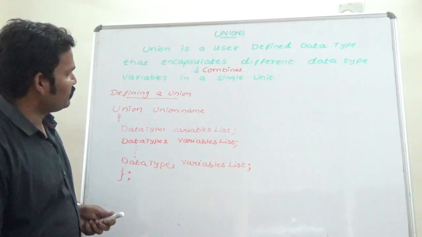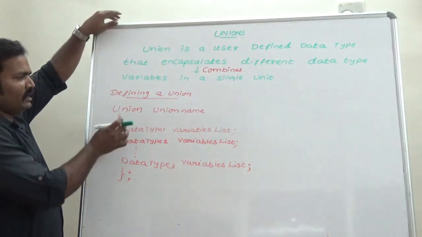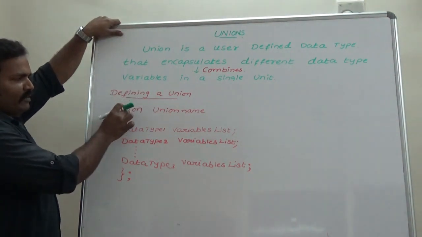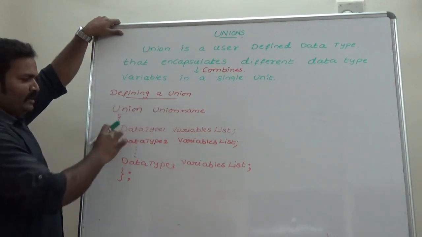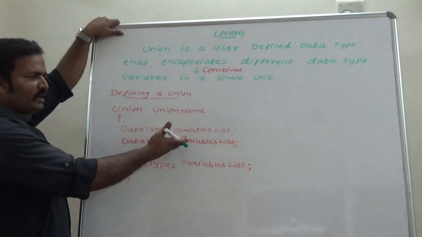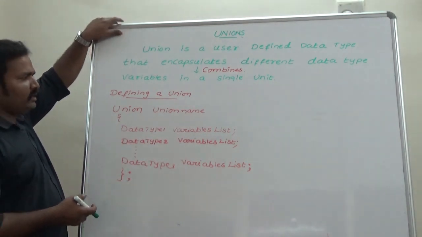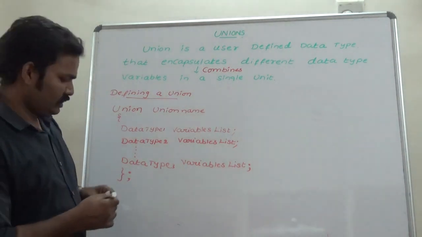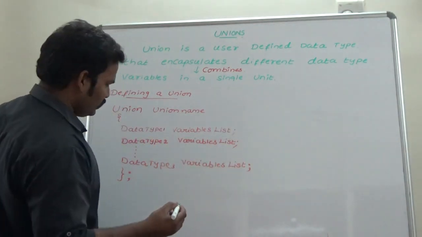Okay, so clear. So defining a union. Here we use the union keyword. So a union can be defined by using the union keyword, union name, opening brace, closing brace. Within the curly braces we can declare n number of variables of different types. Okay, so this is how to define a union. Next, defining a union completed.